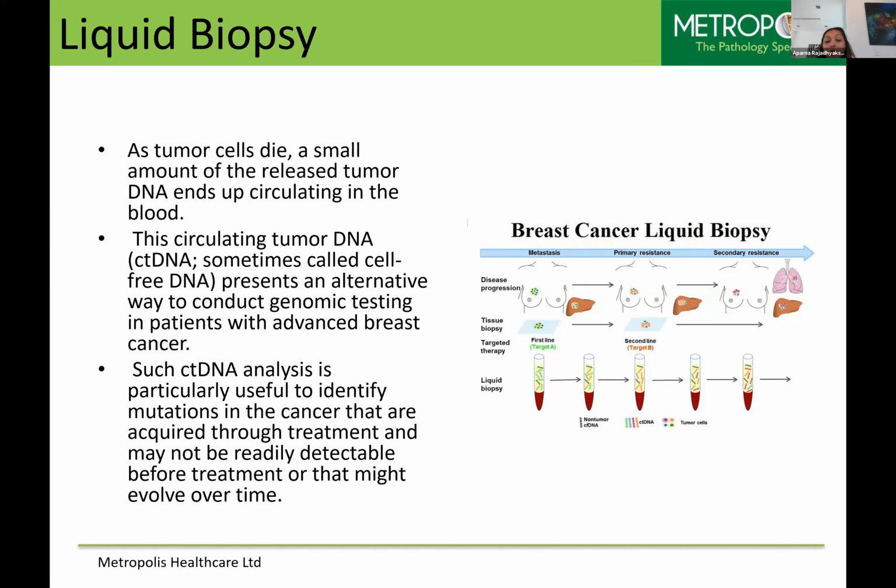Circulating DNA is useful to identify mutations in cancer that are acquired through treatment. So if you give chemo, as we talked about, there are mutations that are acquired later on, such as ESR1, and it's useful for capturing that. And other mutations show the prognosis of the disease, as well as tumor mutational burden. So circulating DNA definitely has a role to play, and I'll talk a little more about this as we go through the slides.